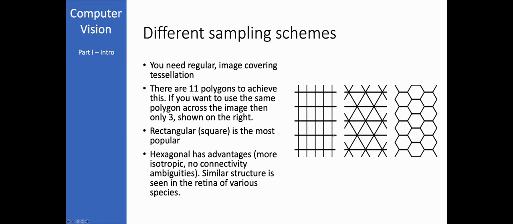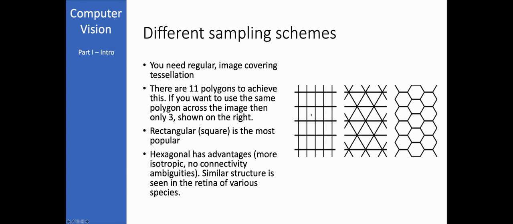The rectangular grid is obviously the most popular one and used everywhere, partly because the production of those sensors is easier. However, the hexagonal grid has certain advantages over that, and one of them is that it's more isotropic, and I actually have no connectivity ambiguities. What does that mean? When I talk about the connectivity between neighboring pixels in the rectangular grid, well, I have two different types of connectivities. One is pixels that actually share the same edge, like those ones here for the central pixel, and ones that share the same corner. Now, obviously, these pixels are not connected in the same way.